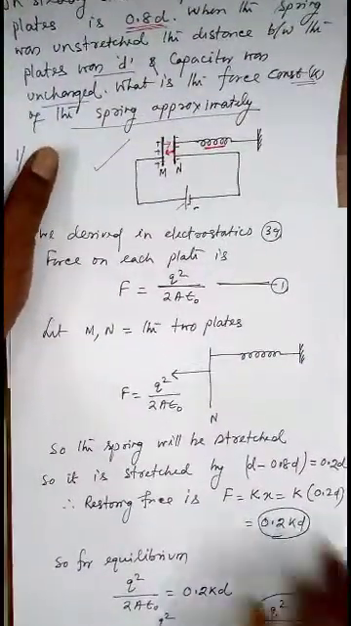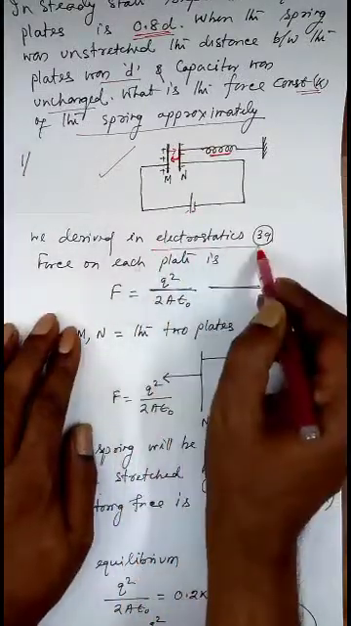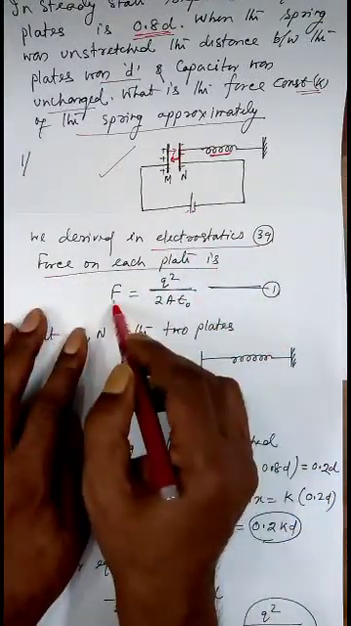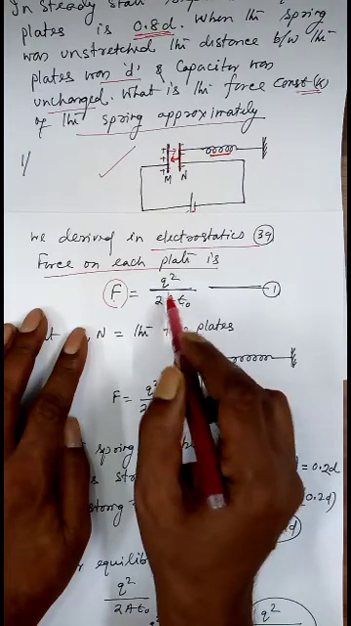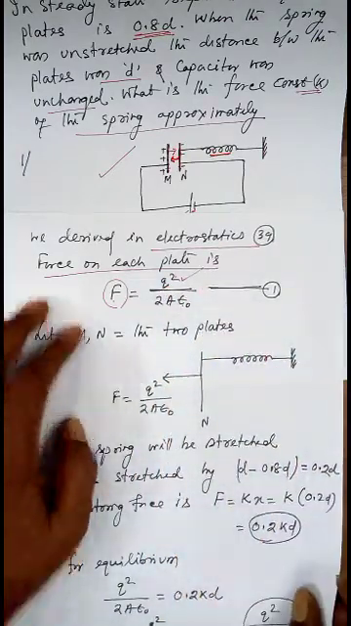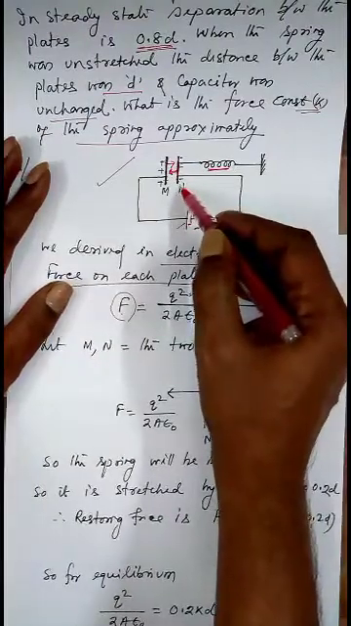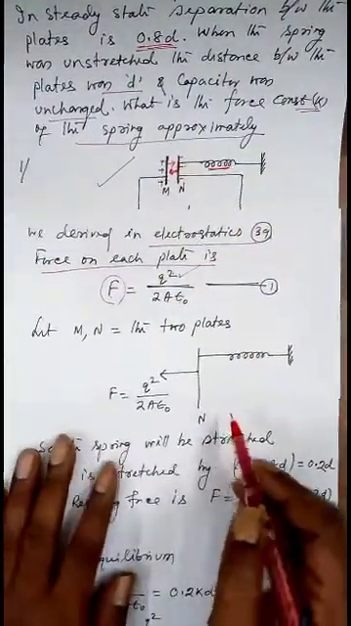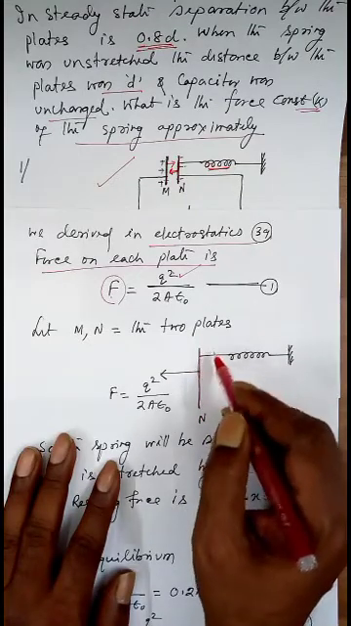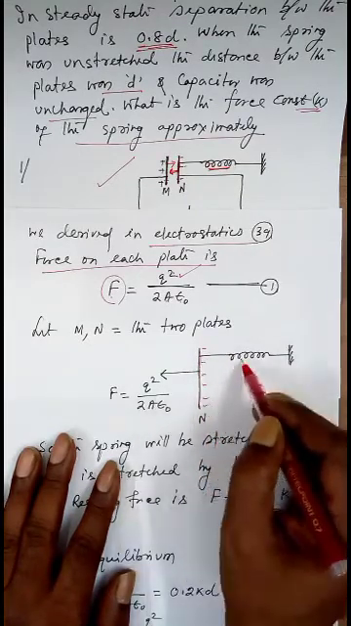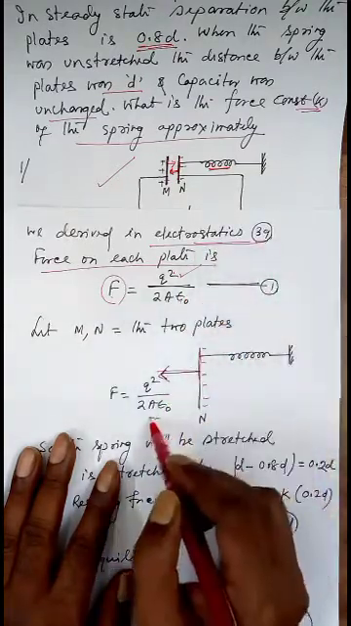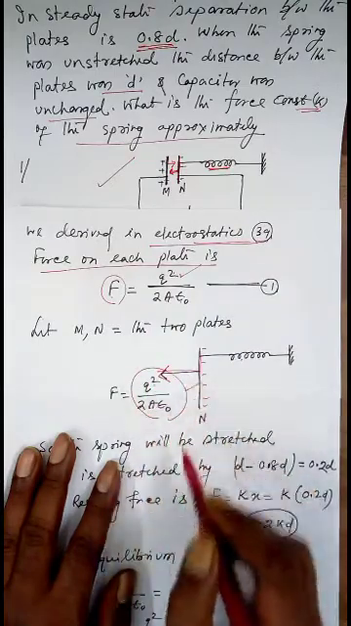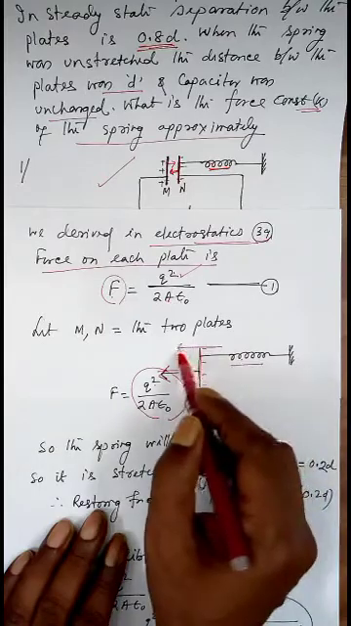And we derived in electrostatics 39 that the force on each plate was F equals Q squared over 2A epsilon naught, where A is the area of each plate and Q is the charge on each plate. So let us look at the plate N. To N, the spring is connected. So this will experience a force to this side, as explained in electrostatics 39, F equals Q squared over 2A epsilon naught. So this spring will be stretched to this side.